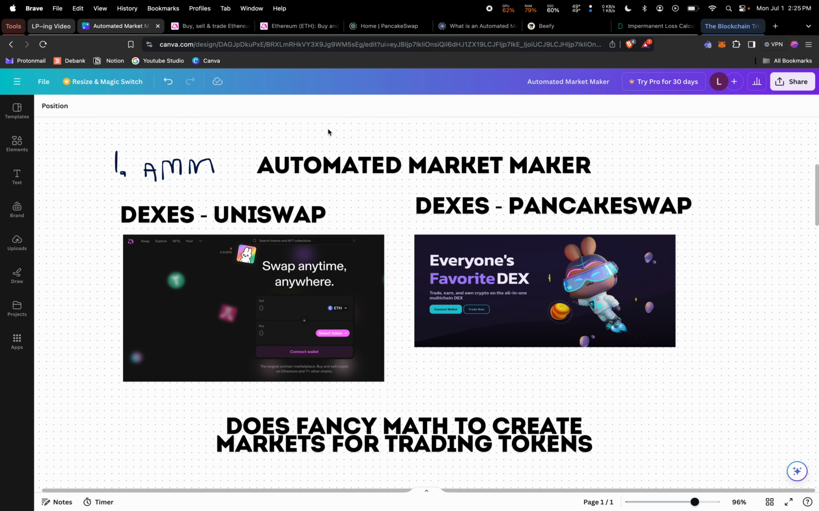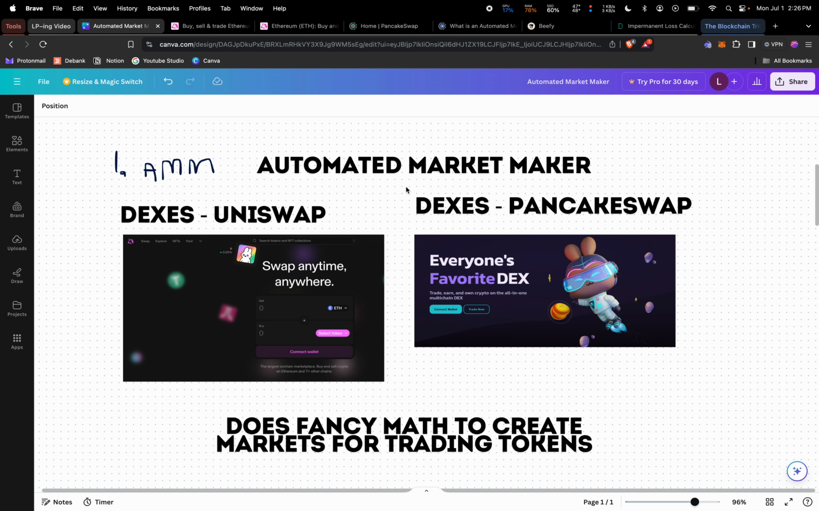First we're going to start with AMMs. An AMM stands for automated market maker. These are DEXs like Uniswap or PancakeSwap. You can go on DeFi Llama and check all the DEXs. I think Uniswap's one of the biggest ones. But depending on which chain you're on, you're going to find different stuff: Solana versus ETH versus Bitcoin, quote-unquote, layer 2s, and all the other chains like Avalanche. Basically, these are just decentralized exchanges where you can swap tokens.